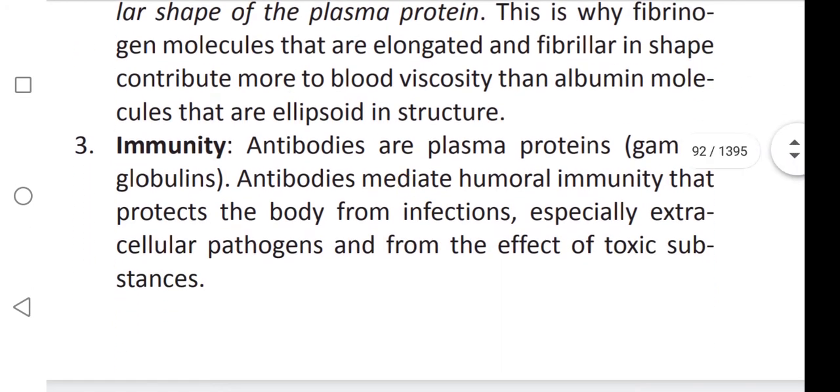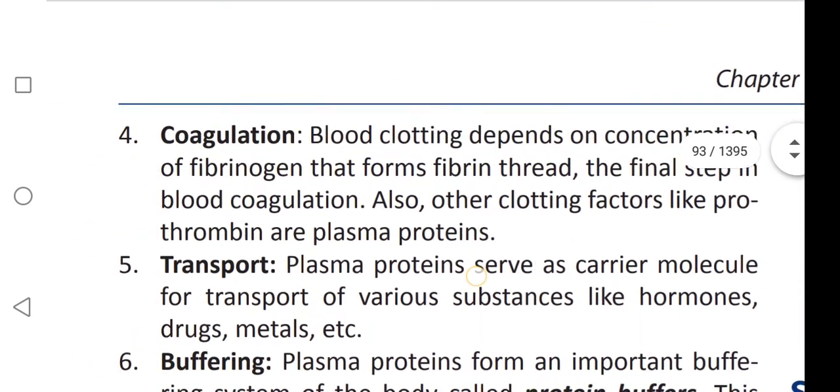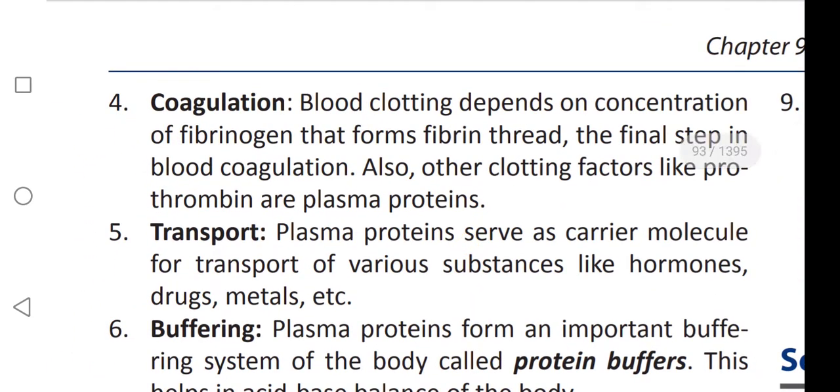Next, immunity. Antibodies are plasma proteins, gamma globulins. Antibodies mediate humoral immunity that protects the body from infections, especially extracellular pathogens, and from the effect of toxic substances. Next, coagulation. Blood clotting depends on concentration of fibrinogen that forms fibrin thread, the final step in blood coagulation. Also, other clotting factors like prothrombin are plasma proteins.